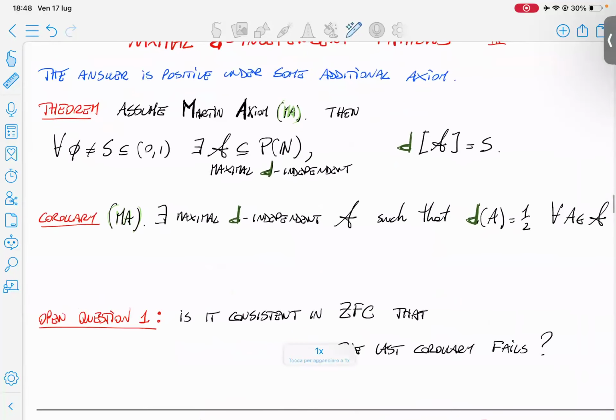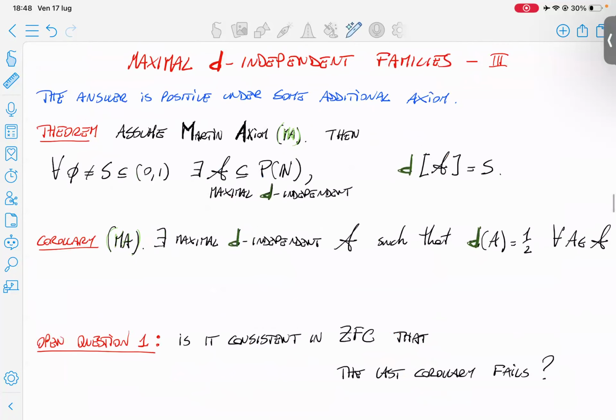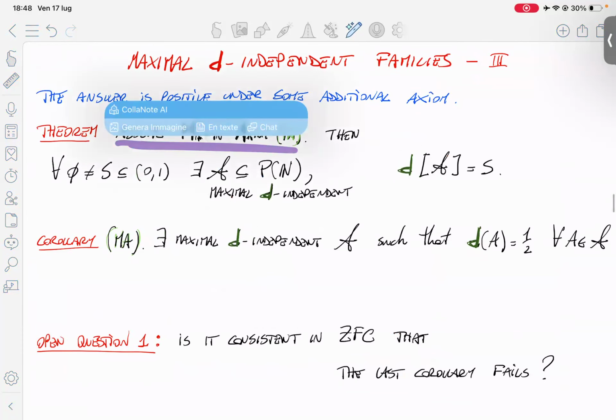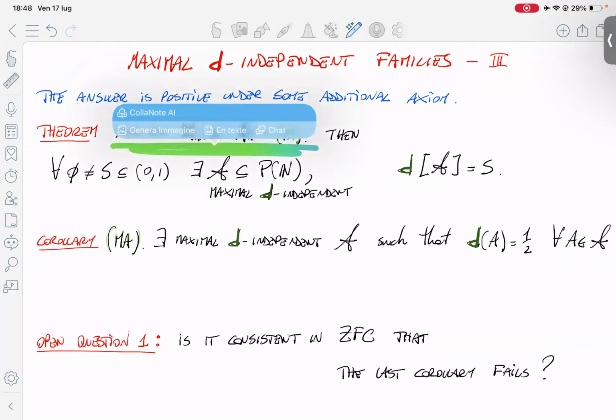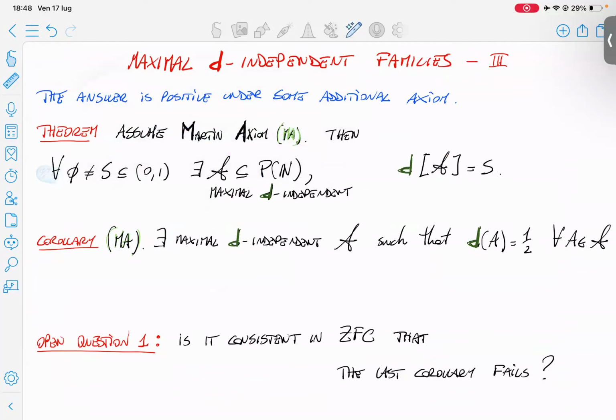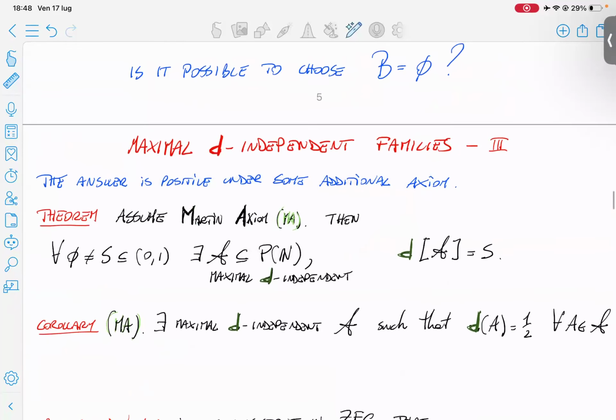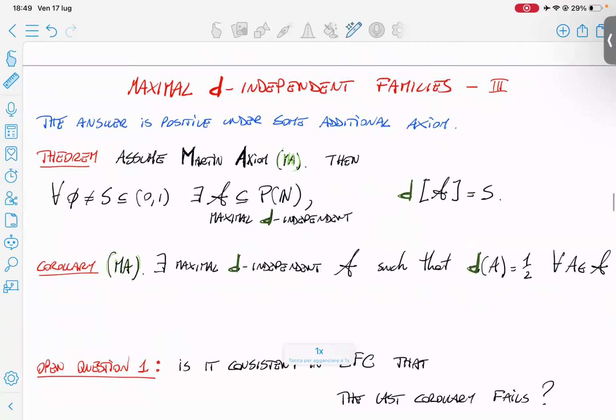Well, the answer is positive under some additional axiom. So let's assume the Martin axiom. You can assume something less than the Martin axiom, and this is implied by the continuum hypothesis if you prefer. But the conclusion is that under this additional hypothesis on ZFC, for every S, there exists a maximal independent family where the range of the maximal independent family with respect to the asymptotic density is exactly the set S that you like.